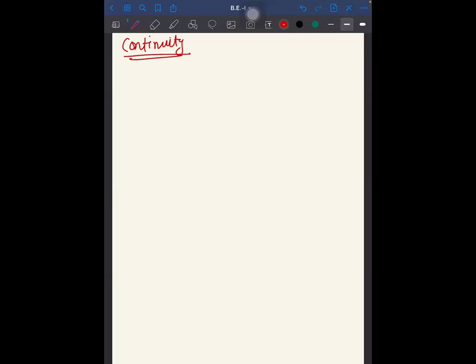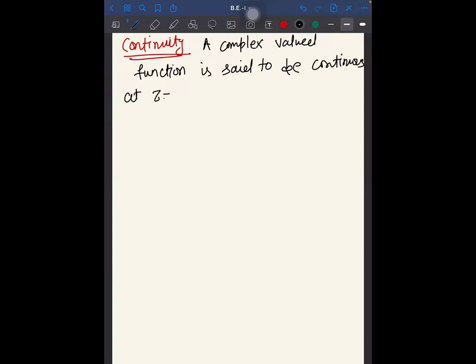So continuity would be what? A complex valued function is said to be continuous at z equal to z naught, where z naught belongs to the domain of f, if the limit exists and further it equals f of z naught.